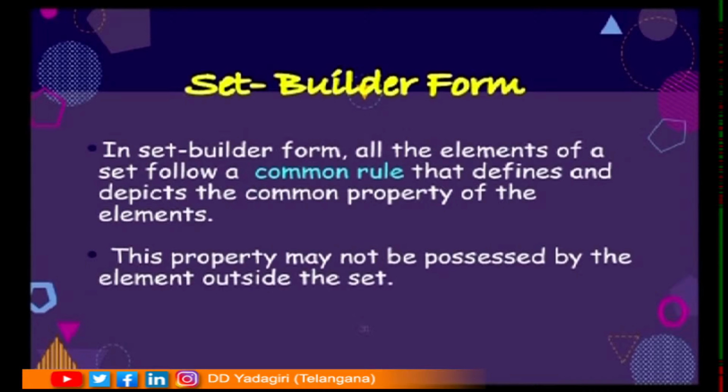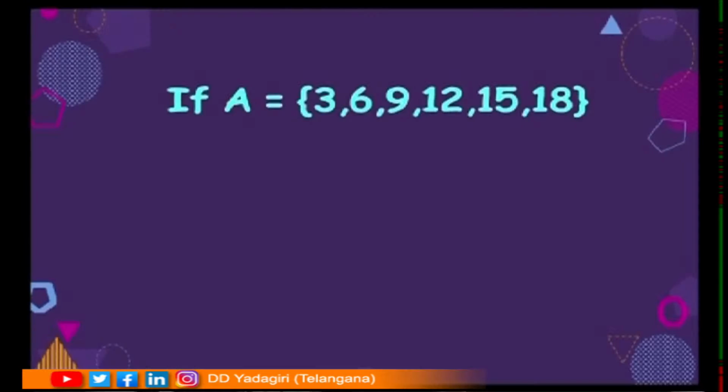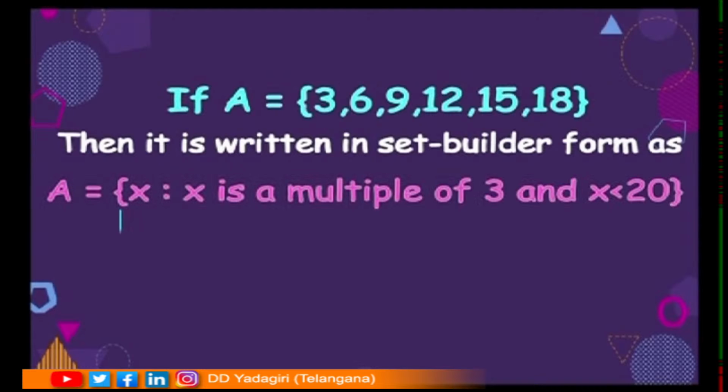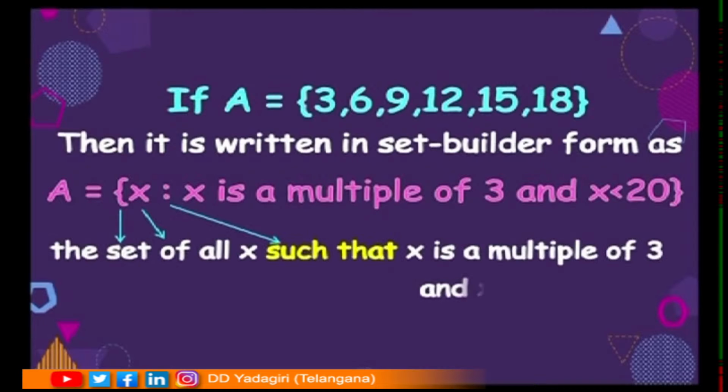The rule which is followed by the elements in that particular set may not be observed by the elements outside the set. Let us consider an example: A with the elements 3, 6, 9, 12, 15 and 18. When we have to write the set in set builder form, I have to write it as A, the set of all x such that x is a multiple of 3 and x is less than 20.